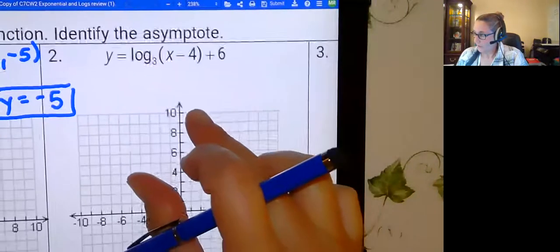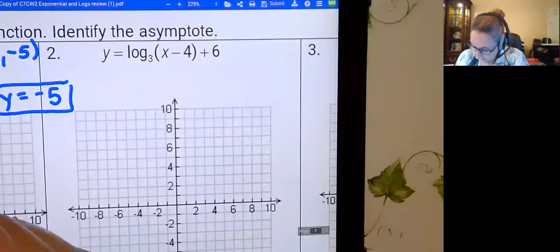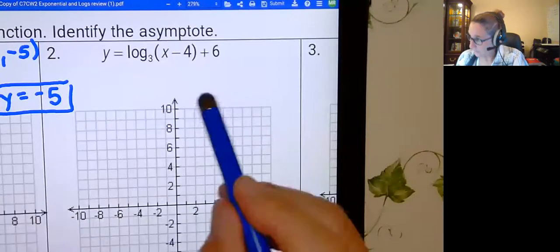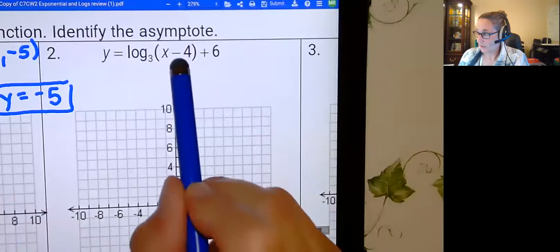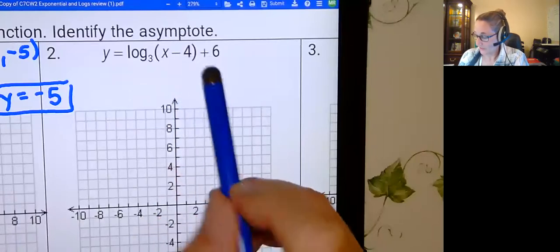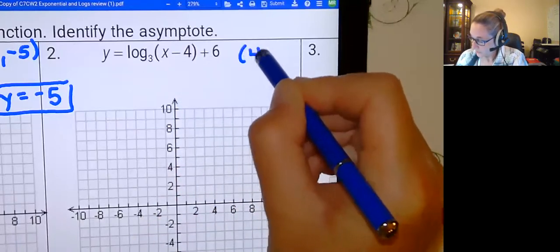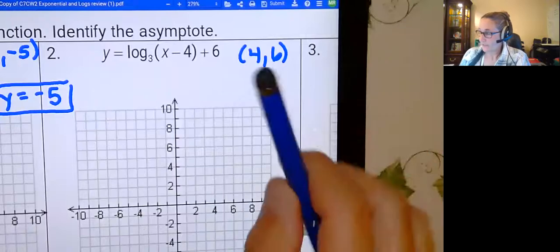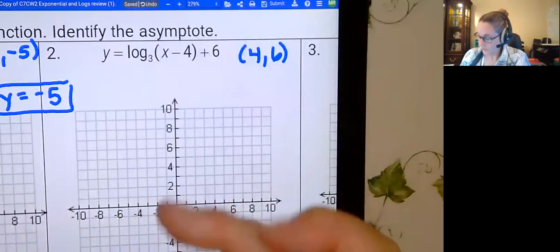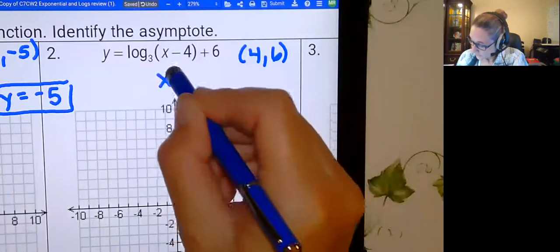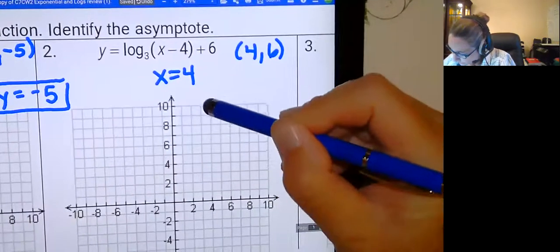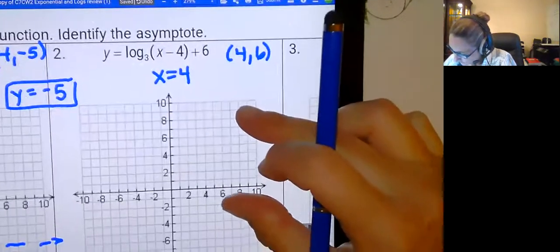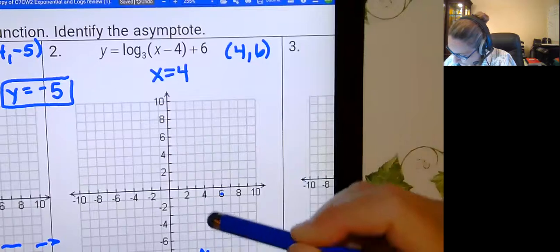So for this one, if I am trying to think about how this graph has been moved, this has been moved 4 to the right and up 6. So 4, 6 would be like a locator point. Now again, you have a vertical asymptote. Your vertical asymptote is going to be at x equal 4. So I'm going to come to x equal 4, and I'm going to draw my vertical asymptote.